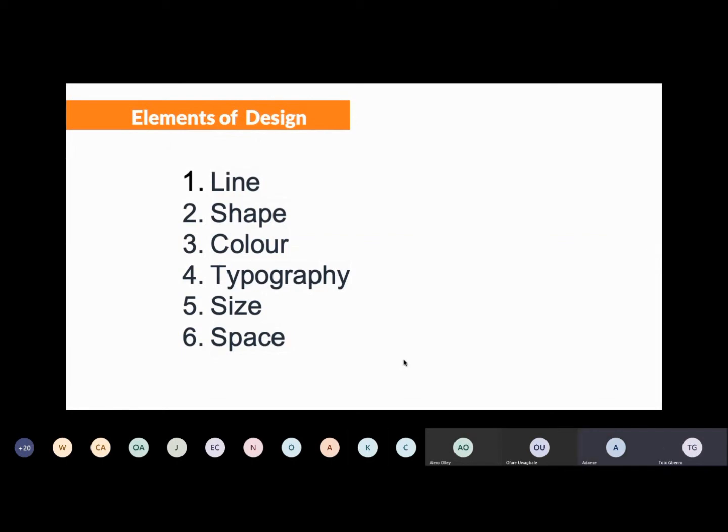Yes. Now, the next one is size. Size means how big is something, how small is something. Which is something the lady told us just now, that Times New Roman size 12. That size 12 is what we mean by size. How big is your line? How big is your shape? How big is your typography? And how big is your space? Those are the questions for number 5.